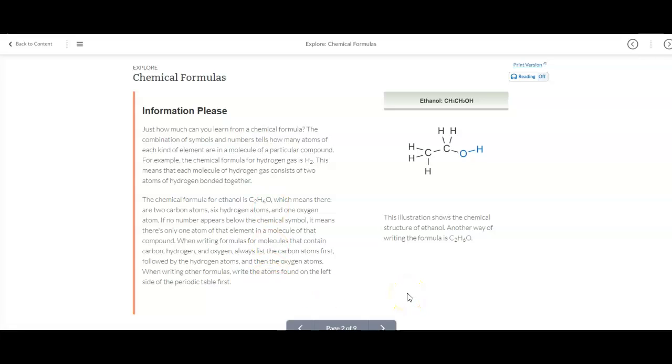When you're writing chemical formulas for molecules that contain carbon, hydrogen, and oxygen, always list the carbon atoms first, followed by hydrogen, and then the oxygen. When writing other formulas, write the atoms found on the left side of the periodic table first. So that might be something to put in your notes. There is an order that the elements need to go in, and noting that can help you in writing those formulas. We have a picture here showing the chemical structure of ethanol, and another way of writing that formula would be C2H6O. So you can see the 2 C's, the 6 H's, and the O.